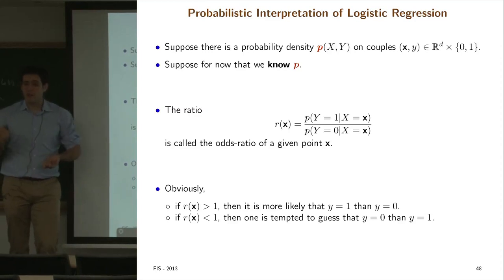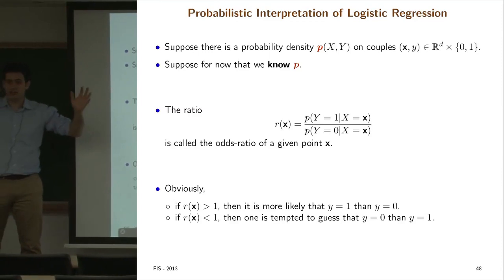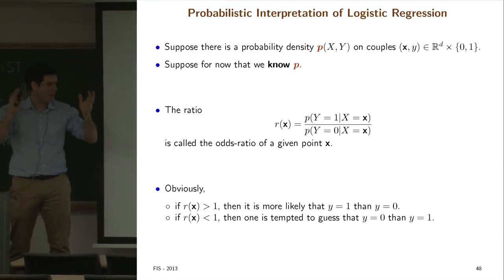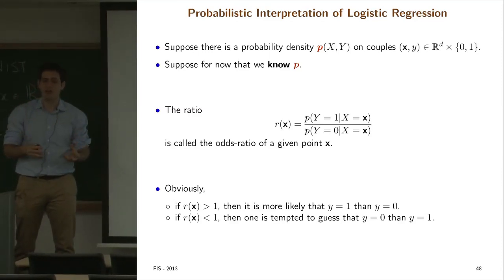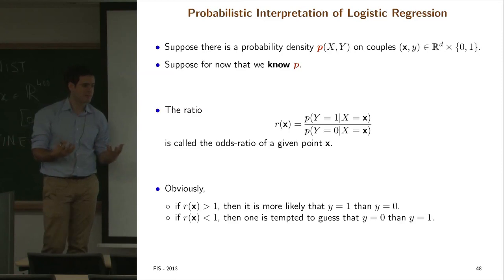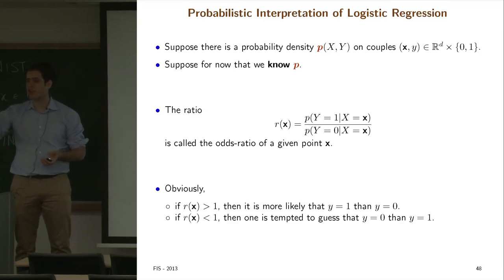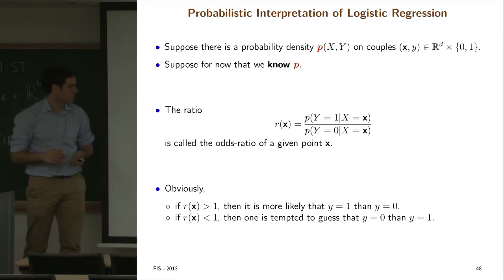So suppose for a minute that we know this density. Ideally, this is something that only God, maybe, if you believe, can know. We can never know this. Only someone with a perfect knowledge of the universe can know exactly what is the probability of seeing, I don't know, a patient with such and such features, and whether that patient has or doesn't have the disease.